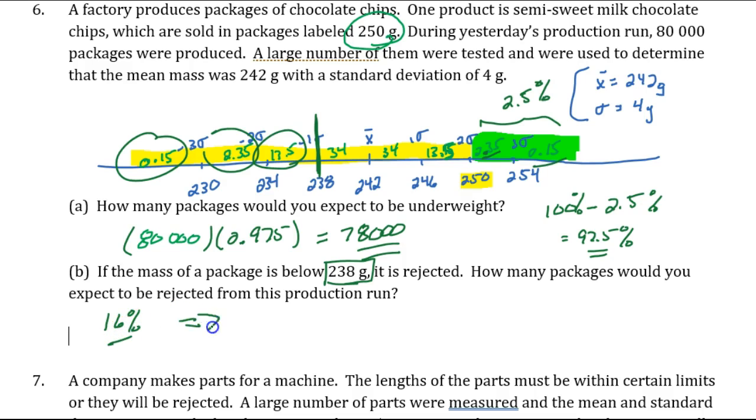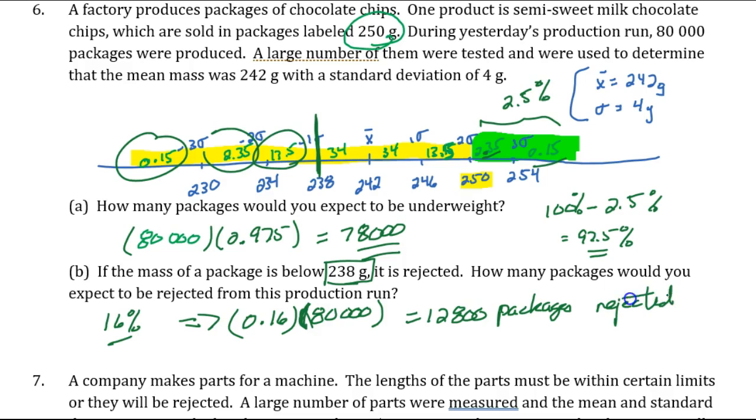Now to get the number out of that production run, change your percent to a decimal. Multiply by 80,000, that's the number of packages that were produced that day. And we get 12,800 packages. Reject it.